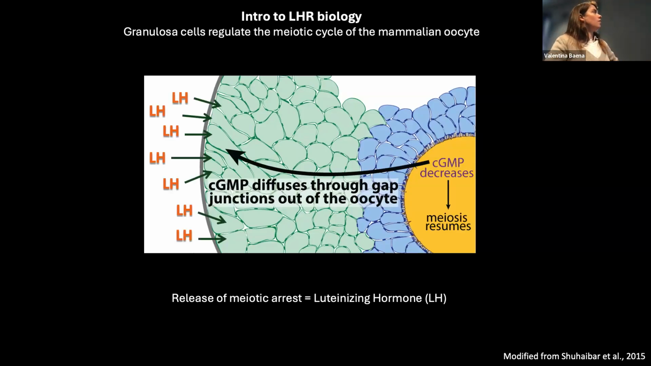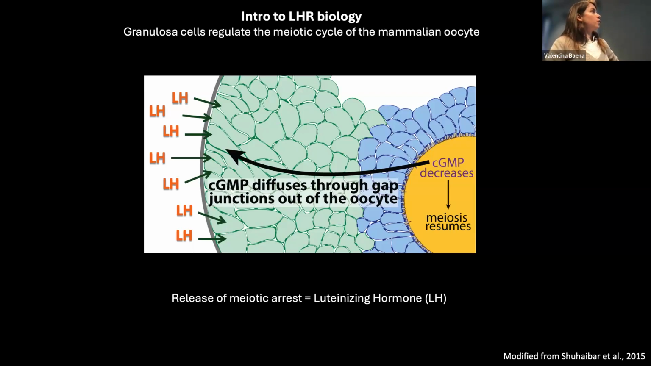And this happens from the signal luteinizing hormone, which is released from the brain, comes in through the blood, and then acts on particular cells. What's interesting is that it's not the oocyte itself that senses the luteinizing hormone, and we know that from several experiments. We know that it's the supporting cells that are sensing the luteinizing hormone.